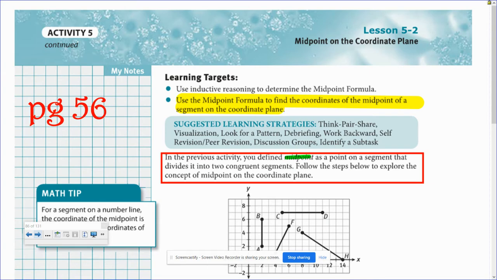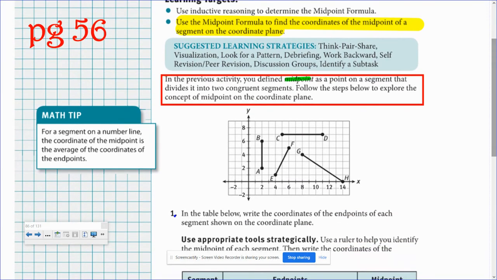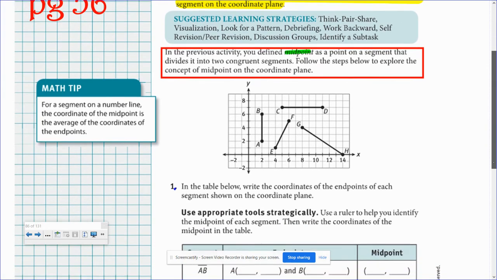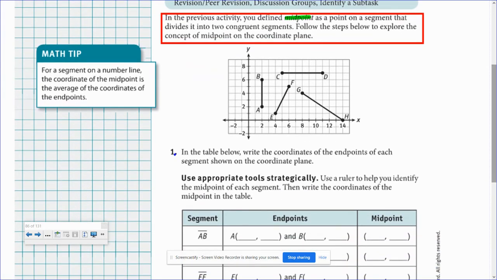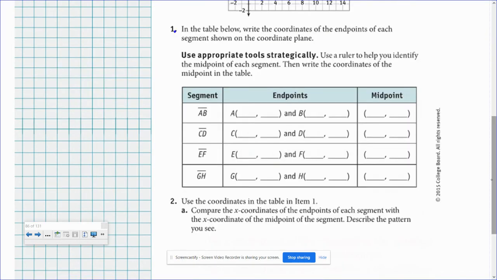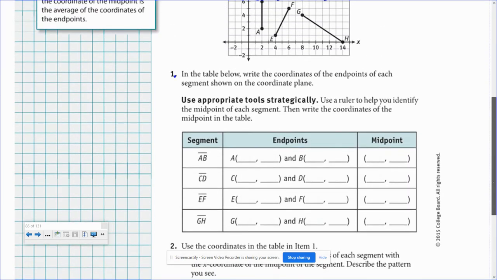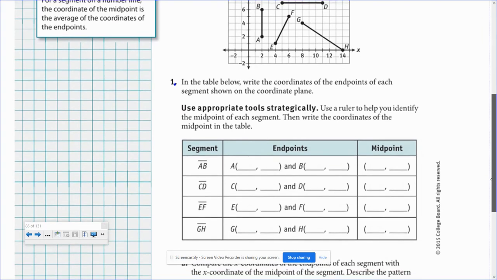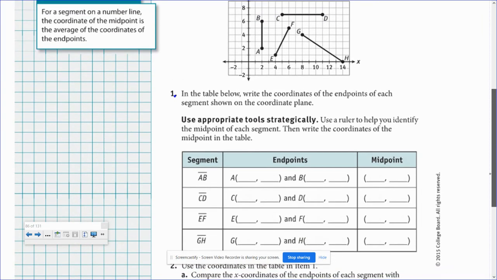We are on page 56. And it says, in a previous activity, we defined midpoint as the point on a segment that divides it into two congruent parts, right? So what we're going to do is look at this graph here. And what I want you to do in the table below is to write the coordinates of each endpoint. You can use a ruler to help you, it says, but try to identify the midpoints of each line segment in this graph here.